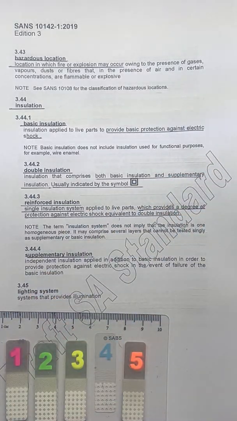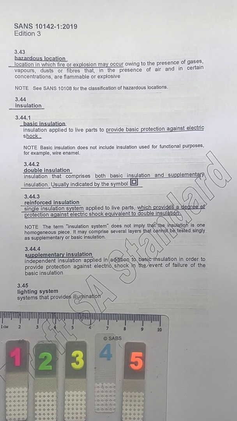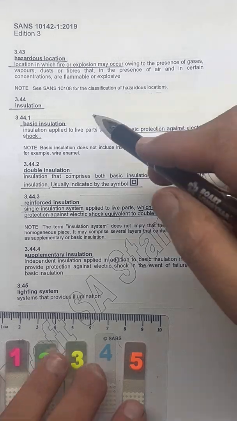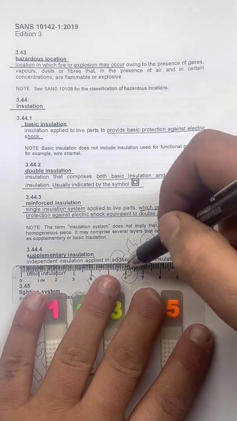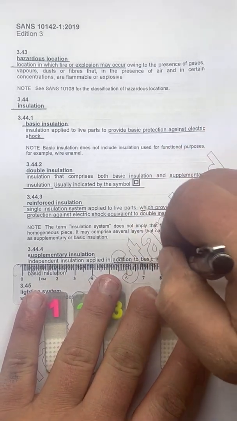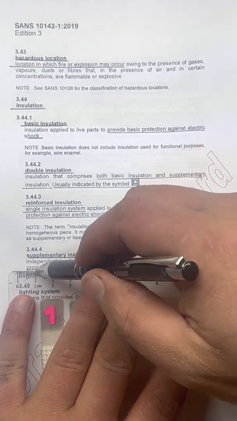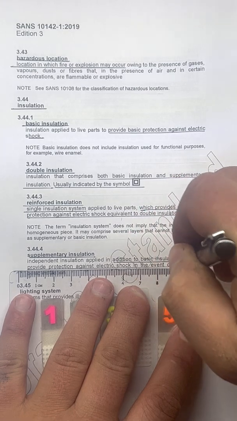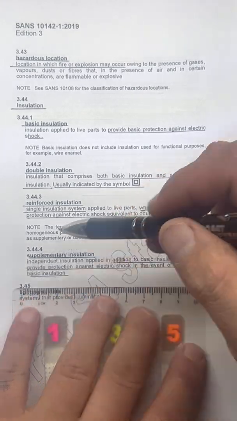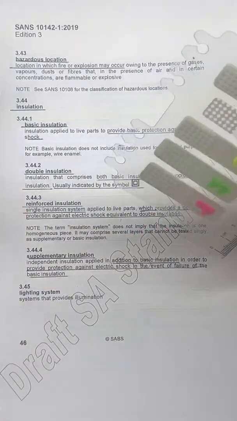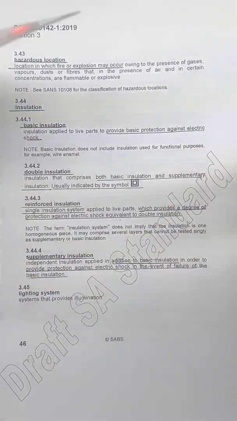Supplementary insulation. Independent insulation applied in addition to the basic insulation in order to provide protection against electrical shock in the event of failure of the basic insulation. So it's an addition to basic insulation that provides protection against electrical shock in the event of a failure of the basic insulation.